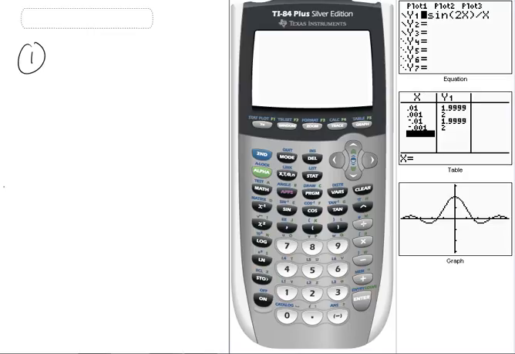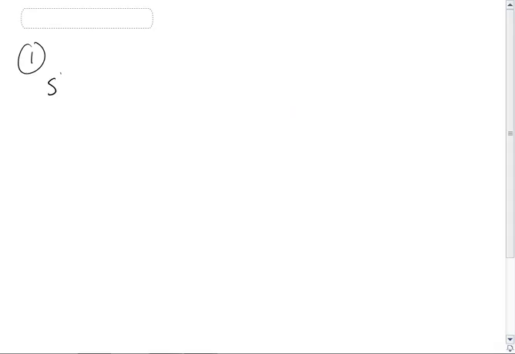Okay, I'm looking at number 1 on the review. They give you the position function s of t is equal to the square root of t squared plus 1 meters, and they ask you to compute the average velocity over the time interval from 2 to 5.